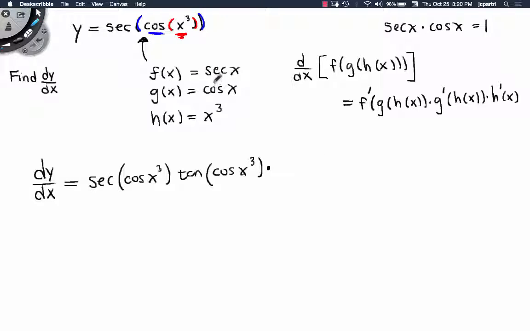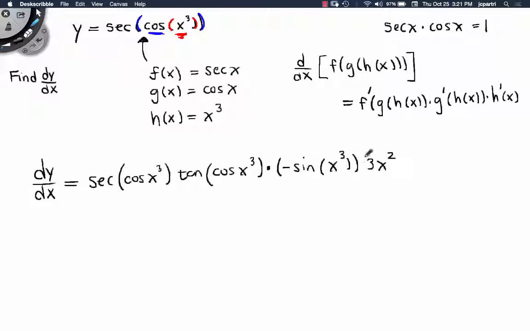So what's the derivative of cosine? It's negative sine. But it's not negative sine of x, it's negative sine of the function on the inside. So that's x cubed. And then lastly, h prime of x. So that will be 3x squared.